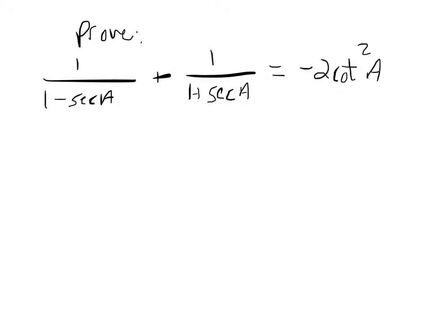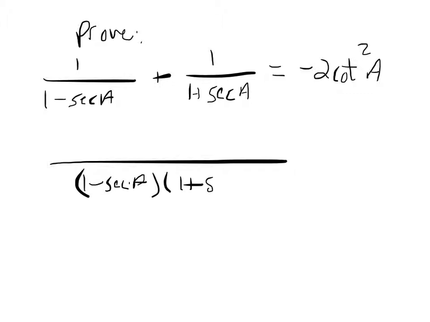My common denominator here is going to be a 1 minus secant a times a 1 plus secant a. And to get that common denominator here for the first fraction, I'd have to multiply by 1 plus secant a over 1 plus secant a. So I'd have a 1 plus secant a here. And to get a common denominator here for this one, I have to multiply by a 1 minus secant a over 1 minus secant a. So that's going to be plus a 1 minus secant a.